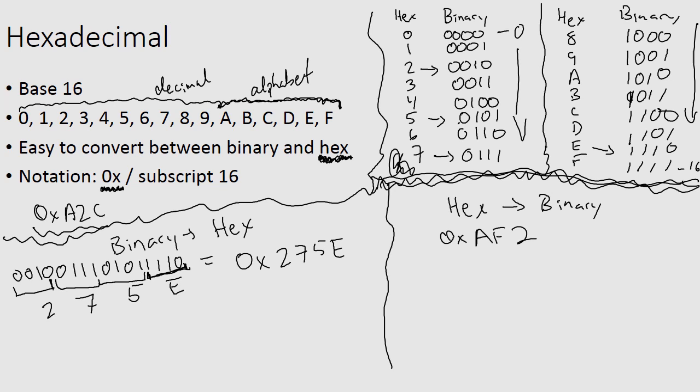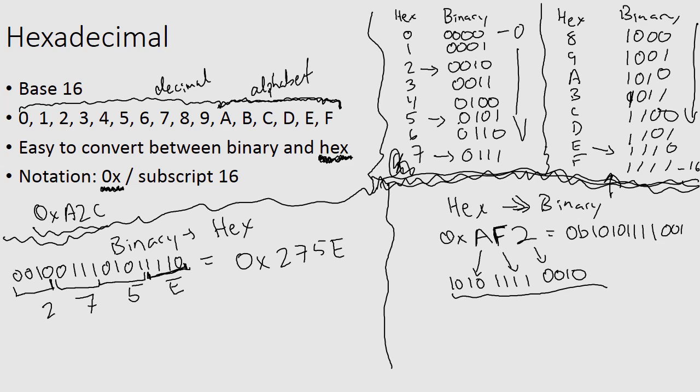And then similarly, if we have a hex number, say 0xAF2, and we want to convert it to binary, we just find the equivalent binary on the chart up top, and we just write the binary equivalent. So 2 would be 0 0 1 0, F is 1 1 1 1, and A is 1 0 1 0. And so our hex number 0xAF2 is equivalent to a binary number of 1 0 1 0 1 1 1 1 0 0 1 0.